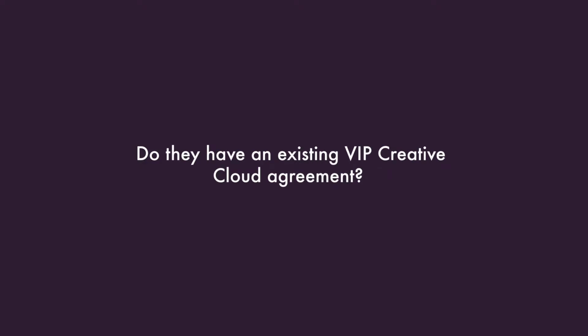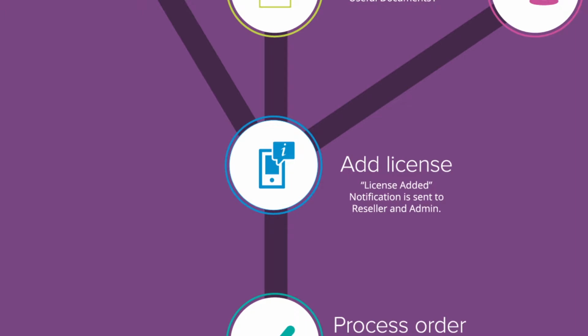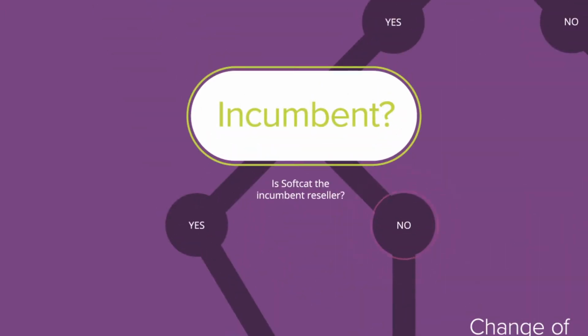Firstly, do they have an existing VIP Creative Cloud agreement? If yes, are Softcat the incumbent? If they are, you can move directly to the Add License section of this video. If Softcat isn't the incumbent, you need to ask your customer the following questions.